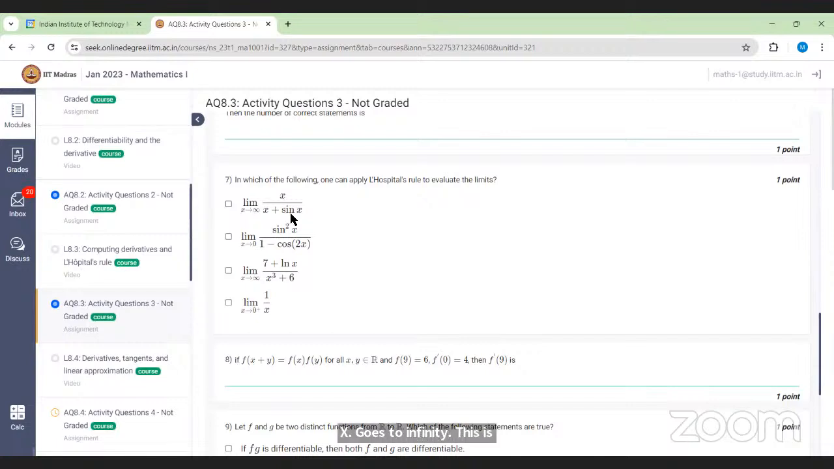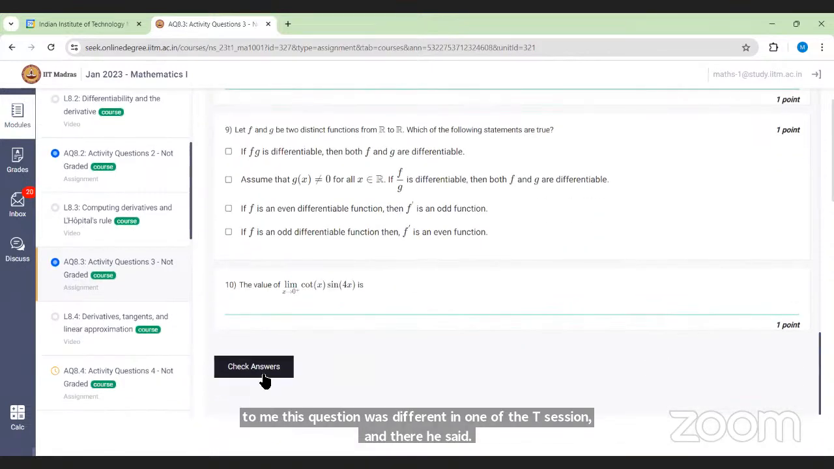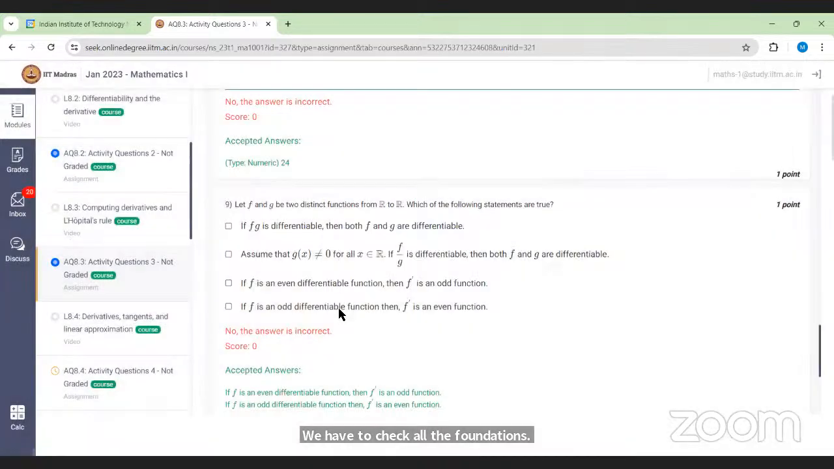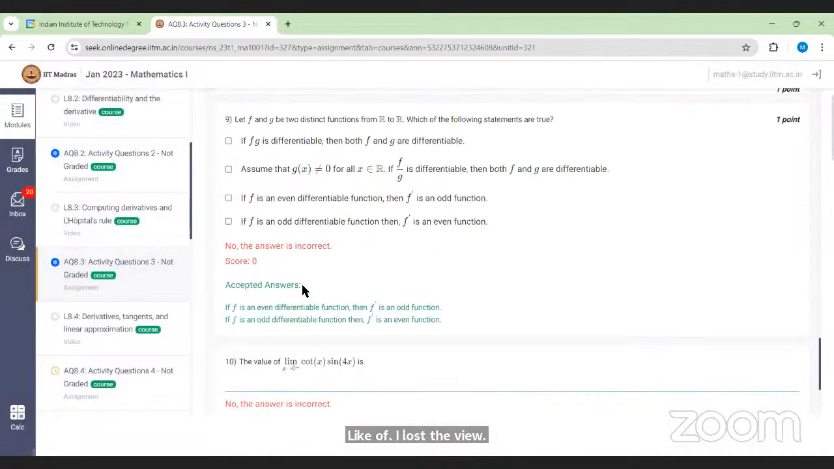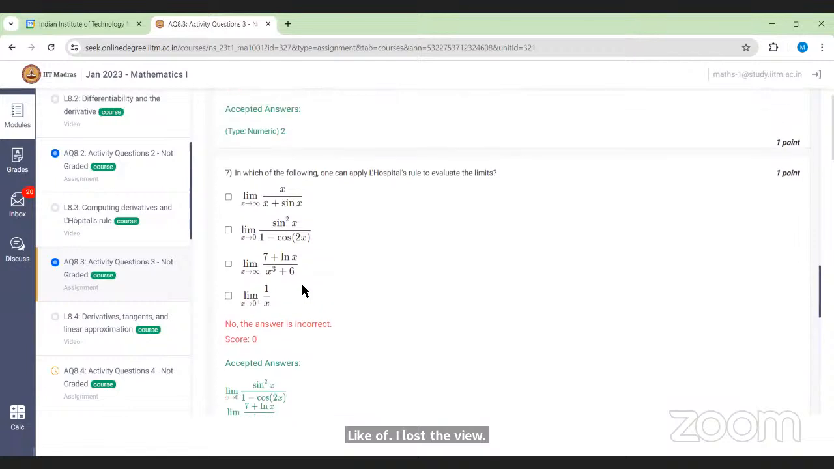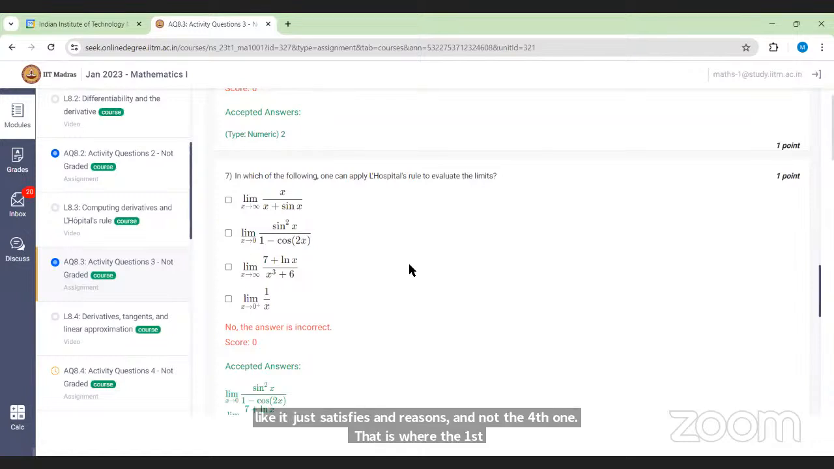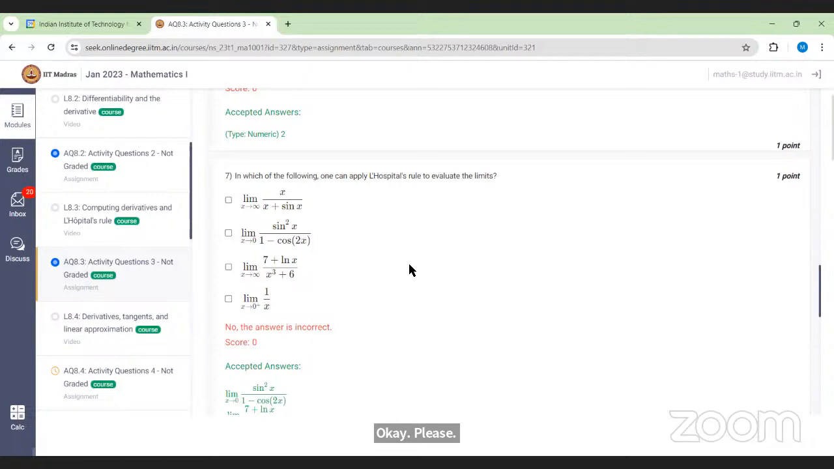Actually, this question was discussed in one of the TA sessions, and there he said that we have to check all 4 conditions, like continuity, differentiability and all those things, to know when you can apply it. It just satisfies 3 conditions and not the 4th one. That is why the first option was not correct. When you differentiate the denominator, then the limit won't be valid.